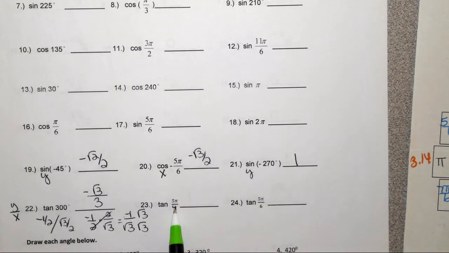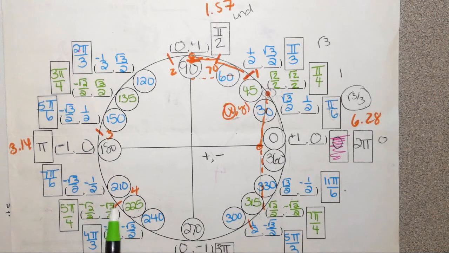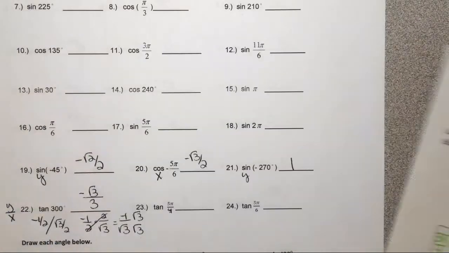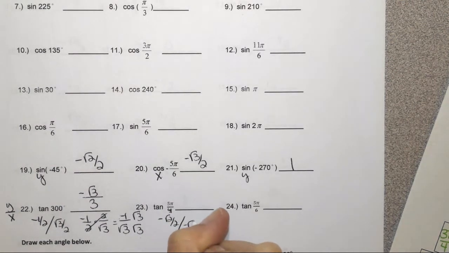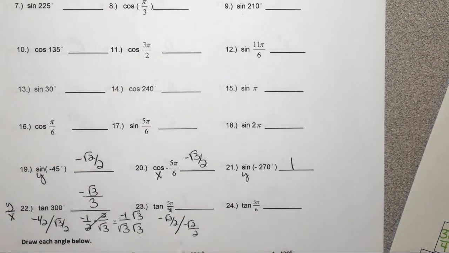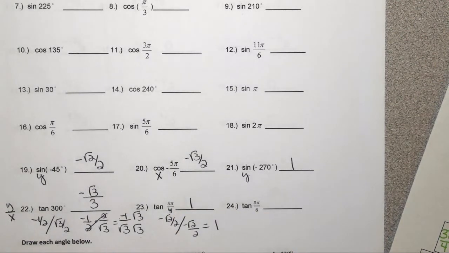All right, now they want me to do tangent at 5 pi over 4. 5 pi over 4 is down here in quadrant 3. And I'm going to have my y divided by my x. So I'm going to have negative root 2 over 2 divided by negative root 2 over 2. And hopefully you're going to work smarter, not harder. Anything divided by itself is 1, and a negative divided by a negative is a positive 1.